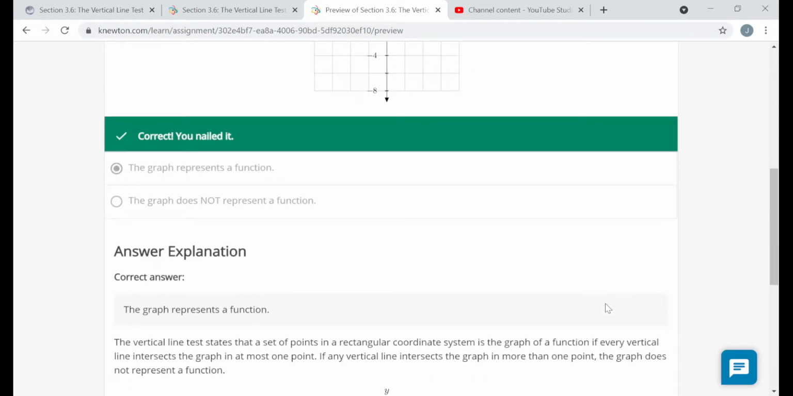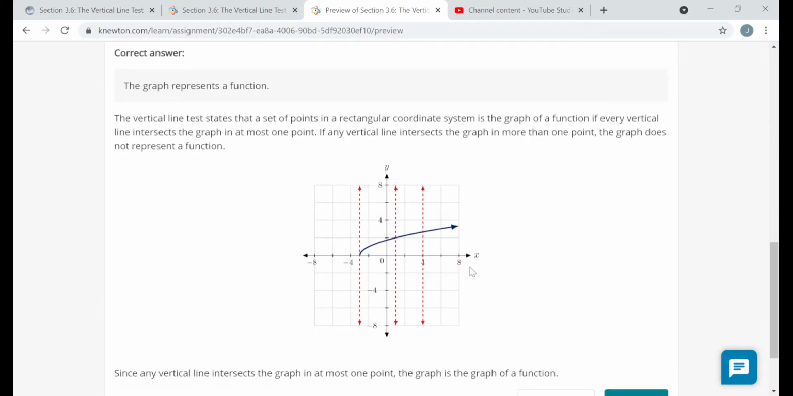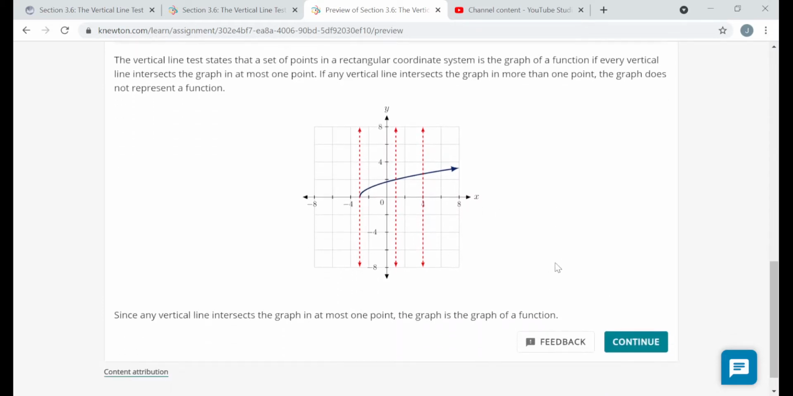All right. And like I said, you will come across some graphs, like I showed you the circle or the sideways parabola or whatever. There will be graphs where there will be a vertical line that hits it more than once, and just know to state that that's not a function. So just be careful.